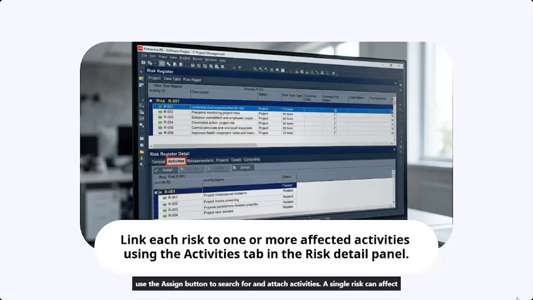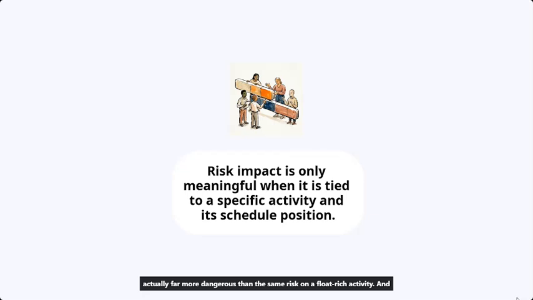Attach risks to the specific activities. That lets P6 calculate precisely where in your schedule the exposure lives. A risk on a critical path activity is far more dangerous than the same risk on a float-rich activity. And that connection makes your schedule defensible when a stakeholder asks why you built in contingency on a particular work package.